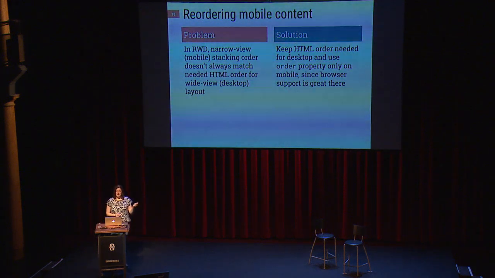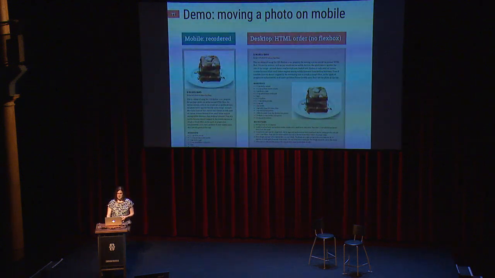But again, Flexbox support was great on mobile browsers, so you might consider using the Flexbox order property to rearrange content just on mobile devices. And that way you can keep the HTML in the order that's needed for the desktop layout, where you don't want to use Flexbox yet for the entire page layout, without worrying about users of old IE seeing an order that's different than the one you had planned. So let me give you an example that's accessible and that uses mobile-only reordering.